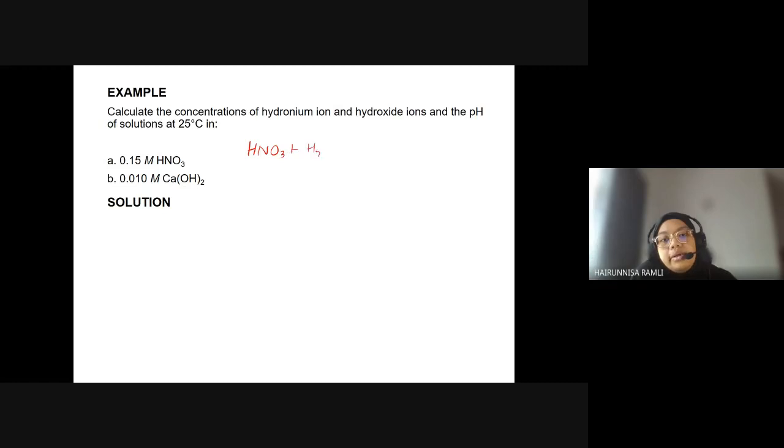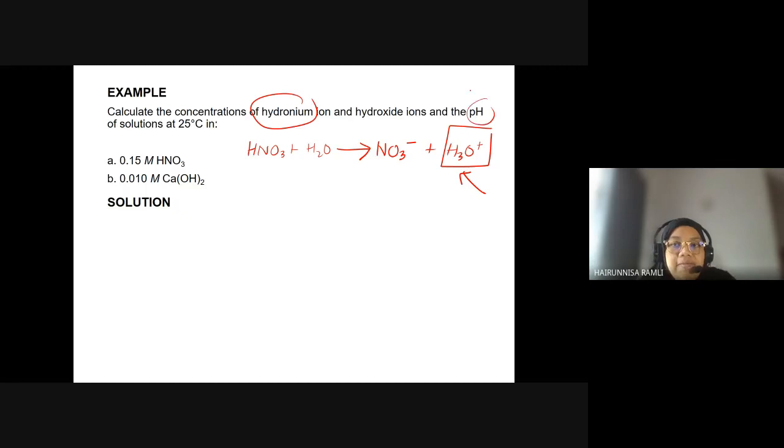HNO3 plus water. Remember, it is a single arrow. It is not reversible because it is 100% completely dissociated. It will become NO3 minus and also H3O plus. The ones you want to calculate are the hydronium ion and the value of pH, and also you have to find the hydroxide ion. So how? There is no OH minus, so how do we find the hydroxide?